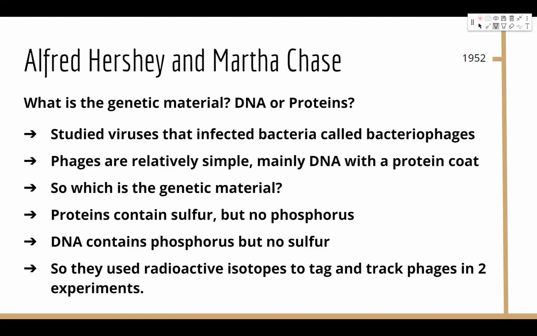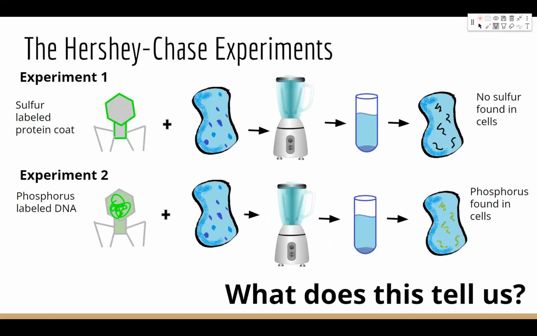Doing okay? All right, so I've got a little diagram there at the bottom for you. Here's what happened. So, experiment number 1, right up here. What they did is they took a virus and they radioactively labeled the proteins. So they said, okay, the proteins in this virus are radioactive.